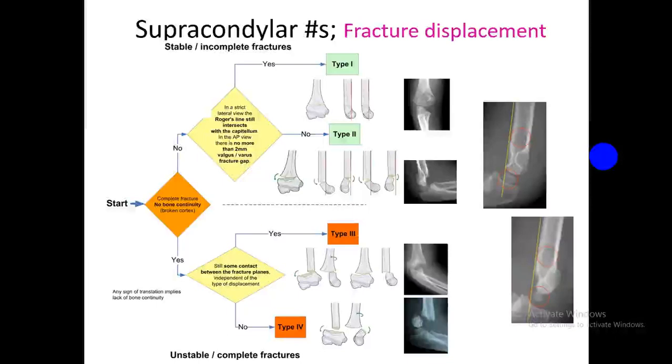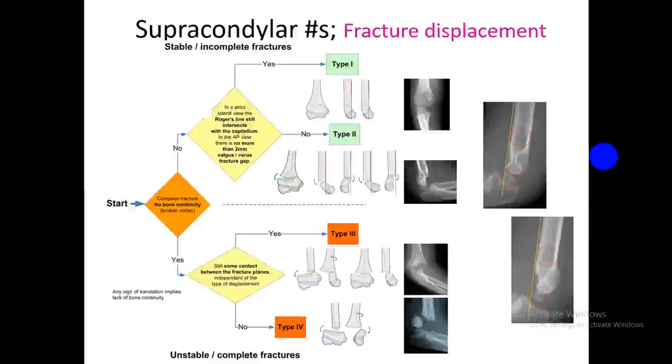If this anterior humeral line intersects the capitellum, in a fracture like this, it is considered a type 1, where in the AP view there is less than 2 millimeters of varus or valgus angulation. If the anterior humeral line does not intersect the capitellum, like in this fracture, or there's a varus valgus malalignment of more than 2 millimeters, this makes it a type 2.